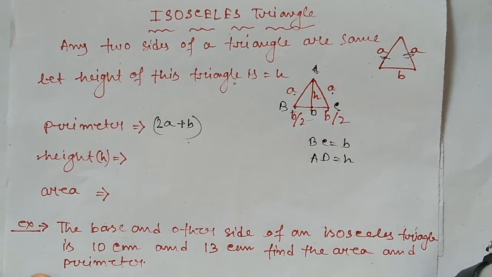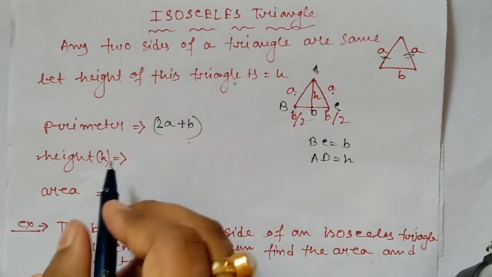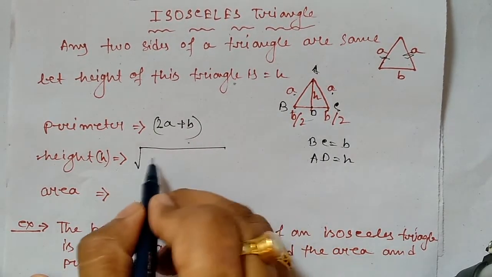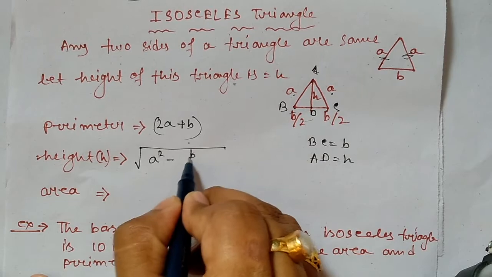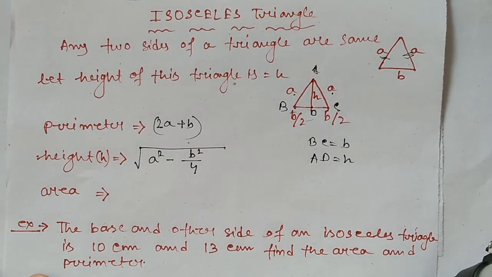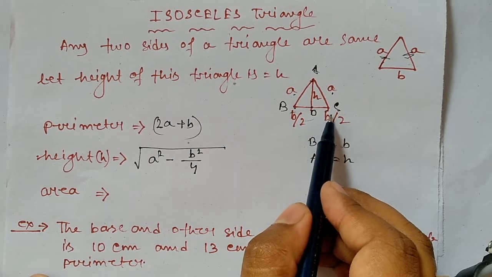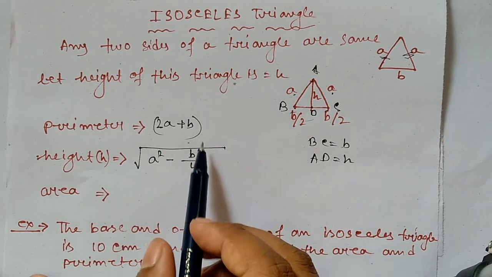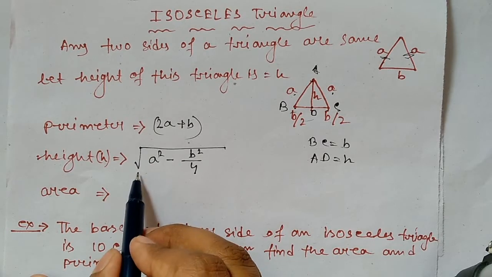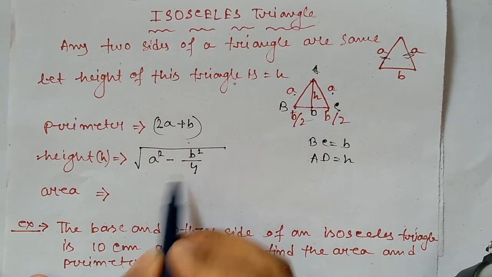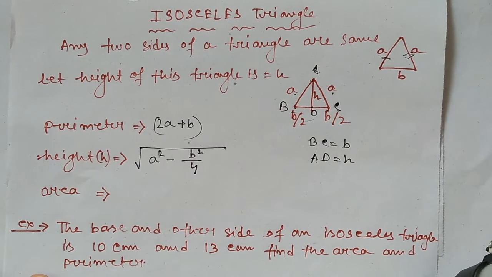So perimeter of an isosceles triangle is 2A plus B, that is A plus A plus B, that is 2A plus B. Okay, height of an isosceles triangle, we have a short form, that is root over A square minus B square by 4. That is, if these sides are A and this is B, then we can say height of an isosceles triangle is root over A square minus B square by 4. This is the short form.